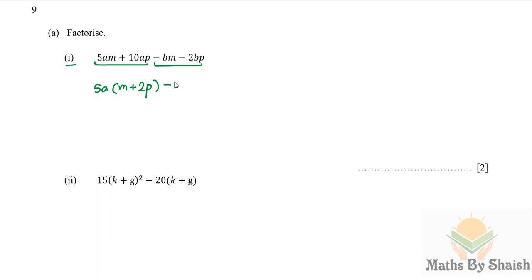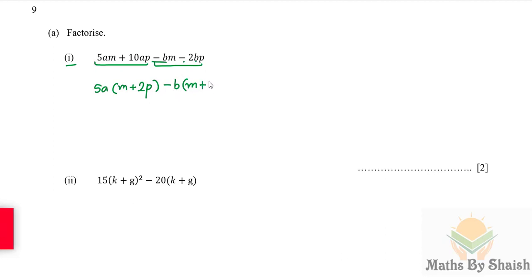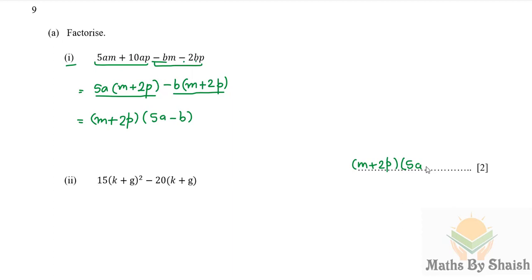Similarly, if we take minus b common from here, because we can see minus b is common, so it is minus b, and we multiply, and we get minus and plus 2 times p. So again we can see the two terms, we can take m plus 2p common. We are left with 5a minus b, and that's the answer: m plus 2p times 5a minus b.